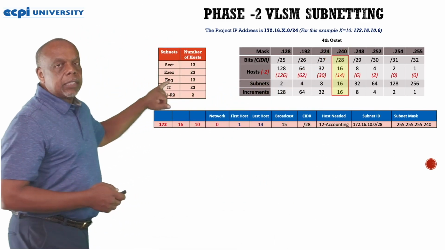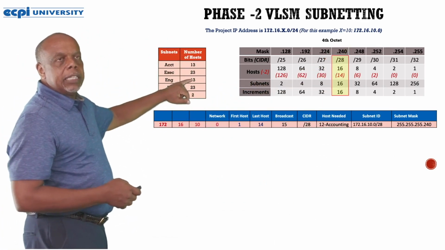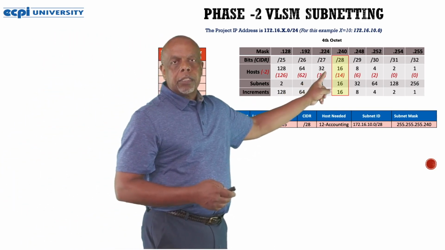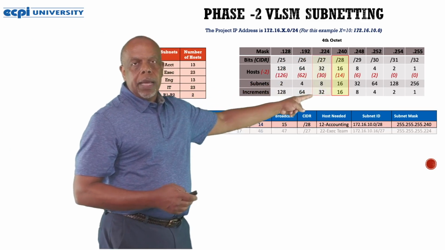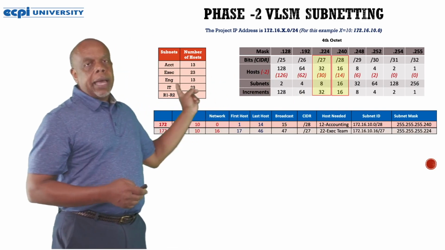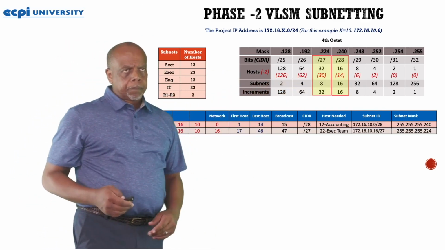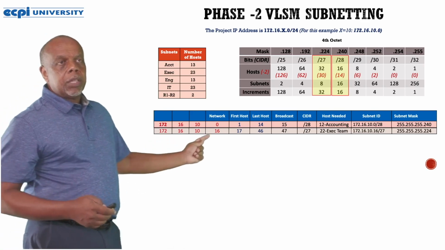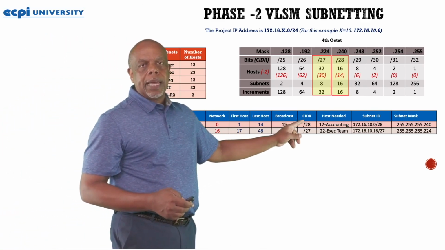All right, let's take a look at the second subnet, the executive. I need 23. How do I get 23? Well, looking at my chart, that tells me I'm going to have to subnet right here to get 23. This gives me a total of 30 usable. Yeah, I can get 23 out of 30. And I do the same thing. So where do I start on this one? You got it, guys, where I left off on my last one.